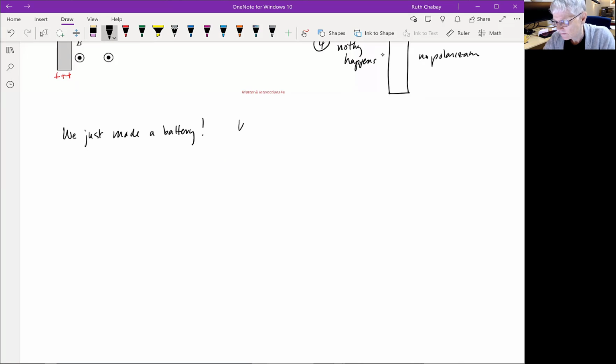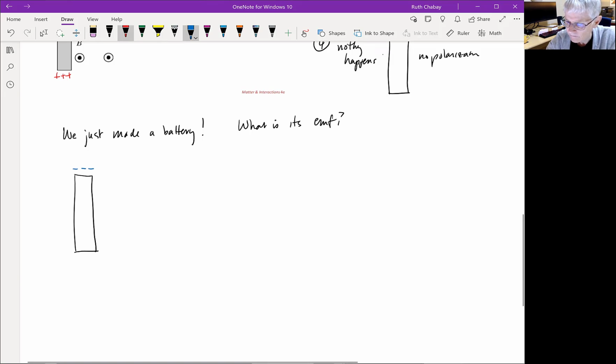So what's its EMF? The EMF of this battery, so here's our battery. So the EMF is going to be equal to the potential difference across this battery, measured from the top to the bottom of the battery. So if we can figure out what the potential difference is there, then we could figure out what the EMF of the battery is.